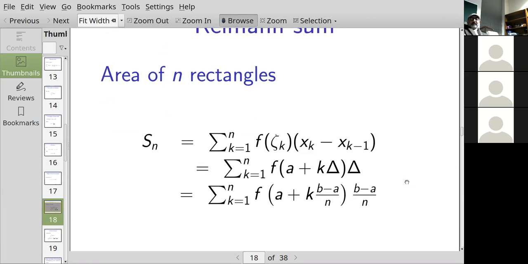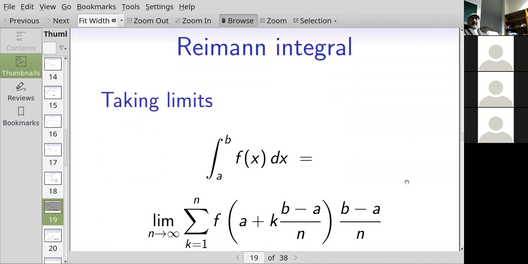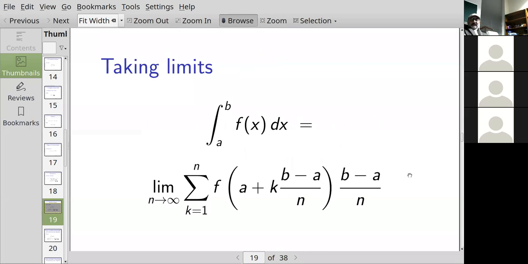Okay, so that is the Riemann sum. Now the actual integral is the limit as the number of rectangles goes to infinity, as they become infinitely thin. So that summation k equals 1 to n, f of a plus k times delta, where delta was b minus a over n, times the width delta, which was b minus a over n.